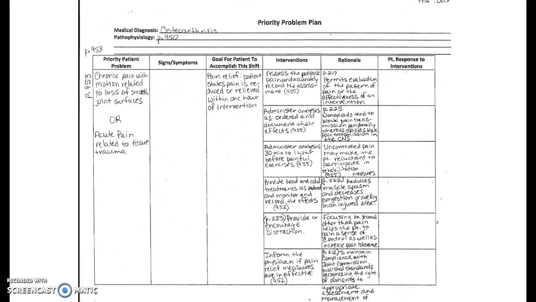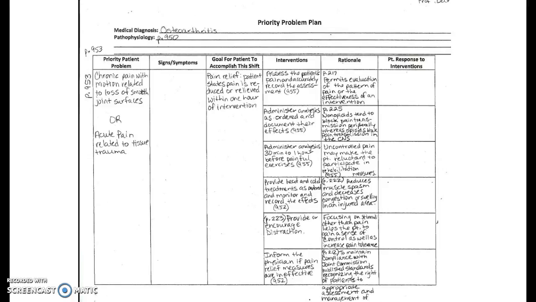Pain relief, patient states pain is reduced, relaxed expression. Now I had to modify this a little bit because for me, when you turn in a goal for me, you have to have a time parameter. So I added that. Pain is reduced or relieved within 1 hour of intervention. So there's our time parameter there. Your time parameter may be by the end of this shift or by the time of discharge, just depending on what your goal is. But for this one, when we do an intervention for pain, it really needs to work within an hour. If it doesn't work within an hour, we need to try something else. So there's our problem and our goal.